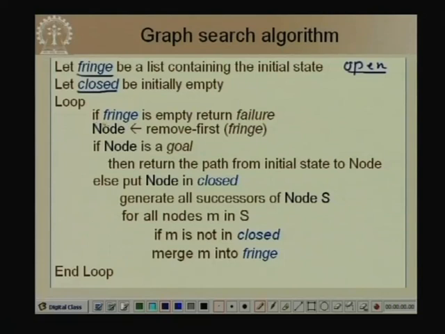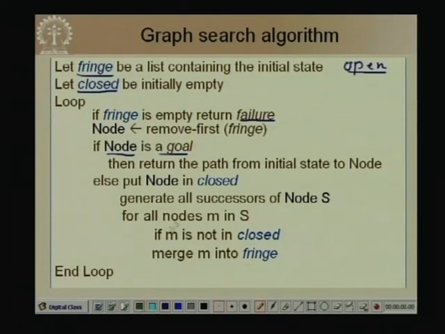We have a loop. If fringe is empty, that is, no more nodes to expand, we return failure. Otherwise, we remove the first node from fringe and check whether that node is a goal or not. If node is a goal, we have found a goal state and we return by tracing the pointers and finding the path from the root to this node. Otherwise, if node is not a goal node, we put node in closed. Generate all successors of node, let us call them S. S is the set of successors of node. For all nodes M in S, if M is not in closed, then we add M to fringe, but if M is in closed, we ignore M.